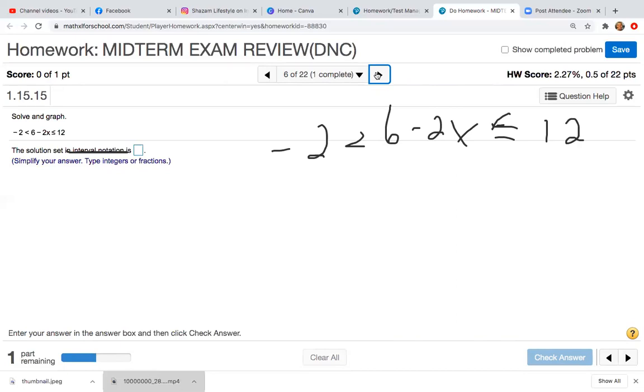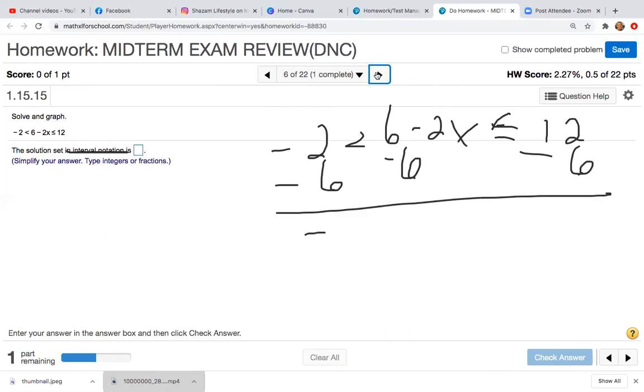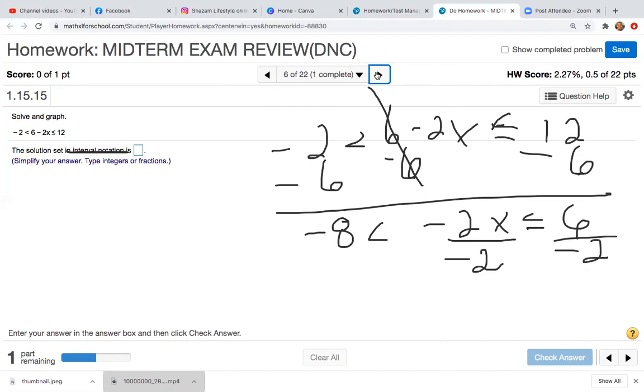So we're going to start off by subtracting the 6 from the middle, 6 from the left, and 6 from the right. So when we do that, that leaves us with a -8 less than, this cancels out, -2x less than or equal to 6. Additionally, guys, you're still trying to isolate the x, you got to divide by -2 to isolate that x in the middle. Because you are dividing by a negative, guys, that's going to reverse the inequality symbols.